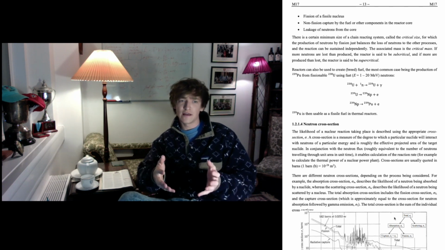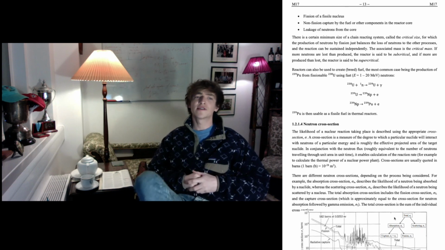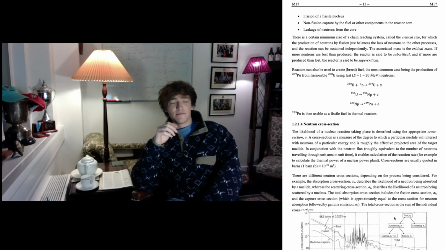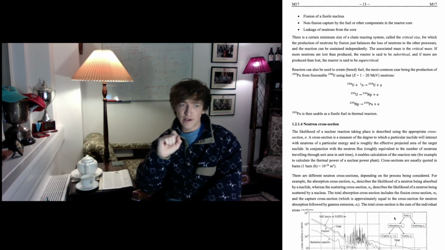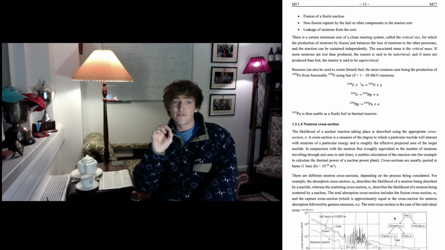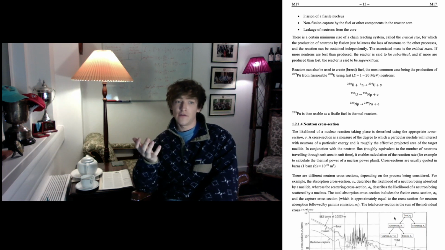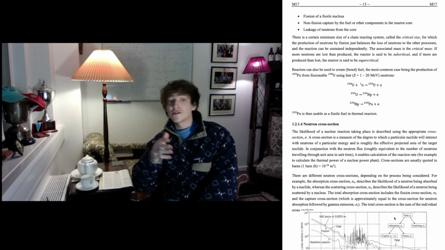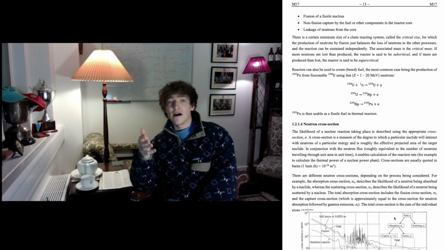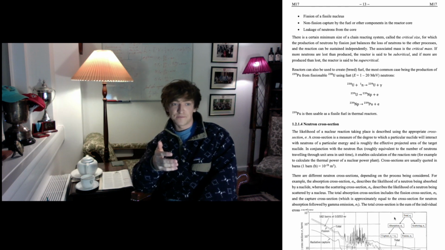And the probability of reactions is typically defined in terms of something called cross-section. Now, this might seem a bit confusing, but the cross-section of a reaction defines the likelihood of a reaction. The higher the cross-section, the higher the likelihood of a reaction. Should something have a high cross-section, it has a high probability that it will occur.